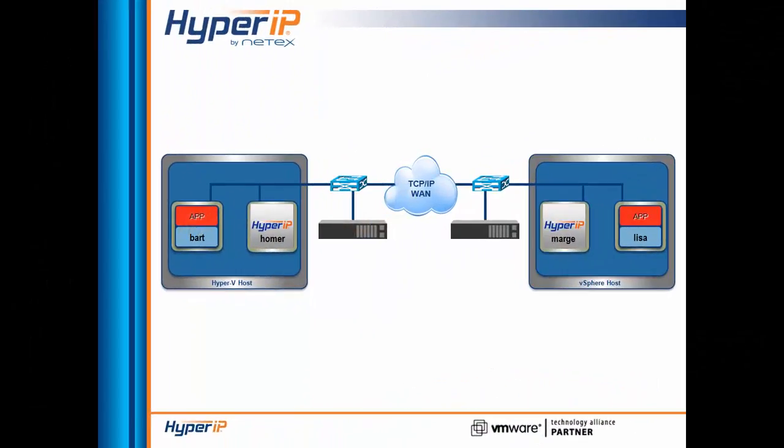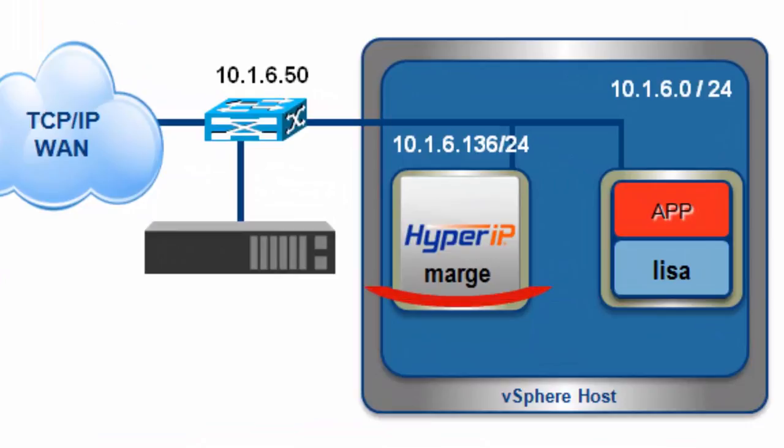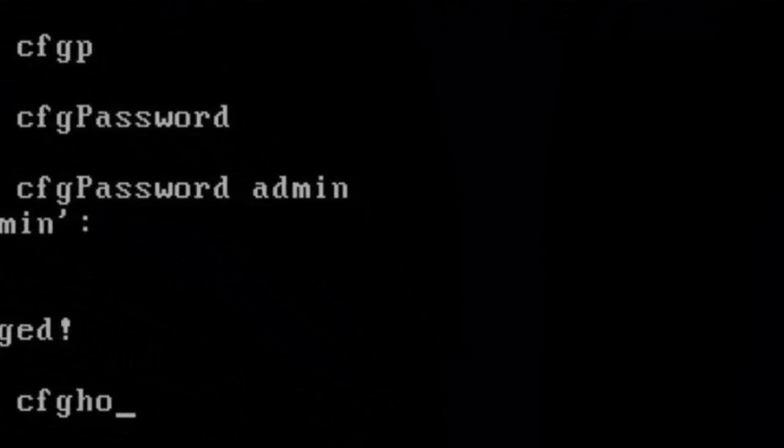In this video, HyperIP Marge will be used as an example. We will require the host name, data port IP address with network mask, and the default gateway. The Quick Start Guide in the download package contains data sheets to assist in gathering your site information. Configure the host name using the command cfg hostname.